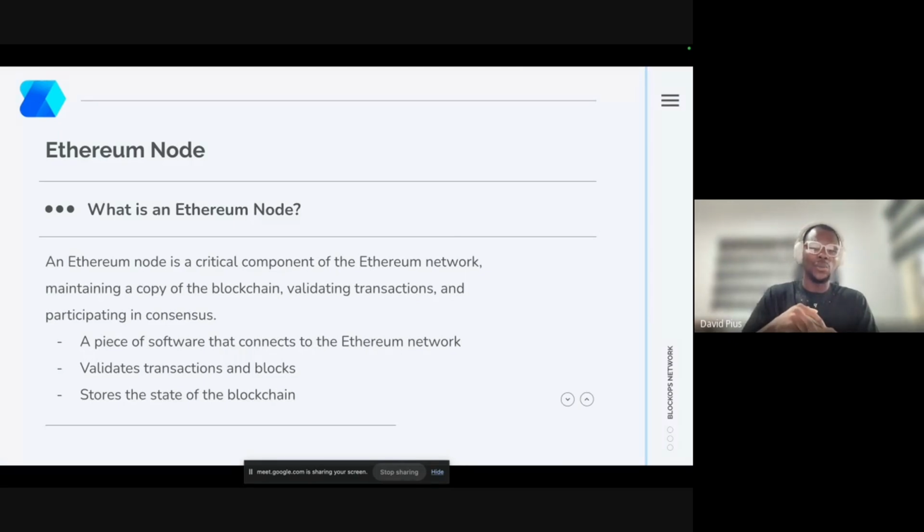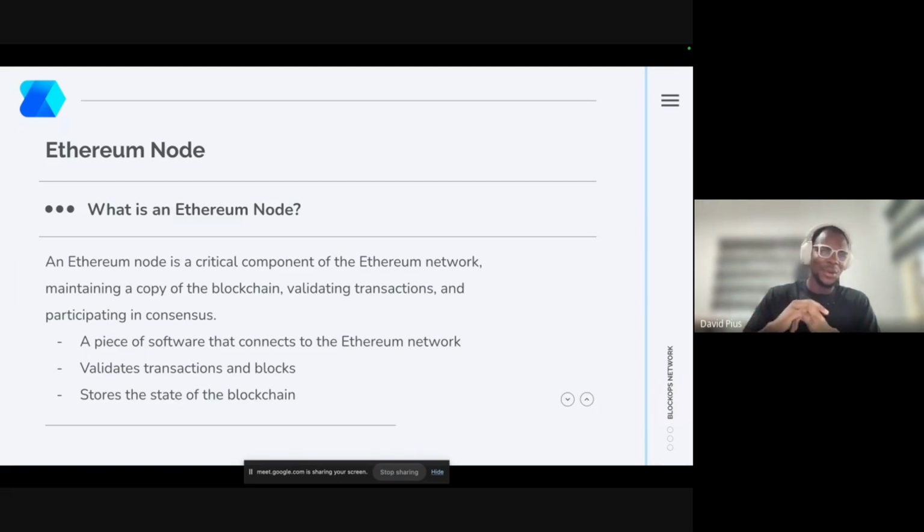Just get this as a definition: an Ethereum node is a piece of software that connects to the Ethereum network. One first mindset I want you to get from this part is to get these concepts piece by piece. As we move forward, you'll be able to plug everything together, and I should be able to explain all of this. So we have a piece of software that connects to the Ethereum network.